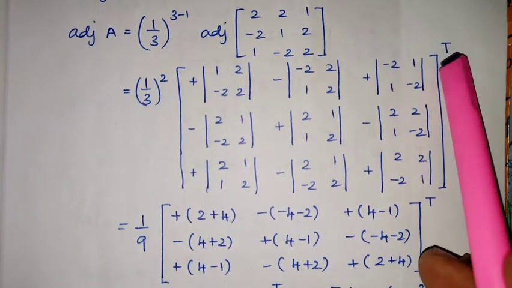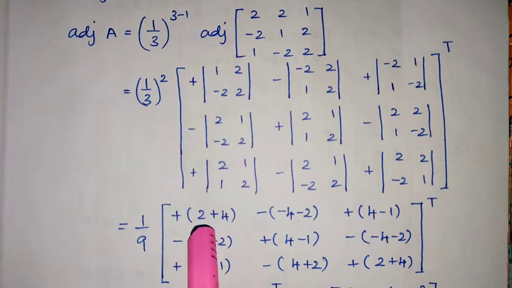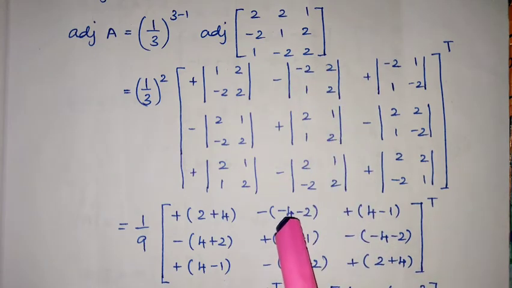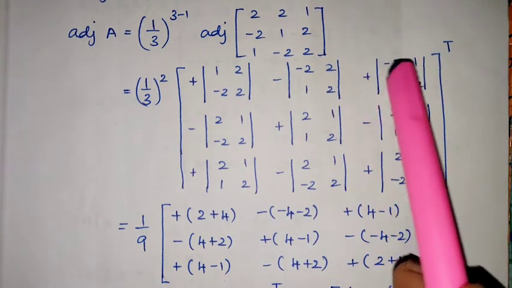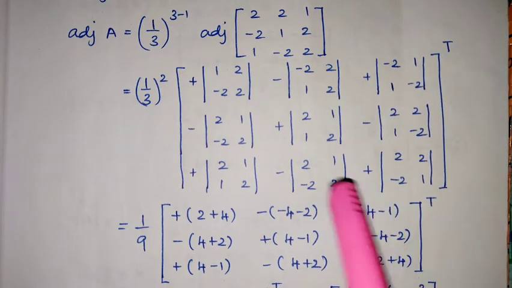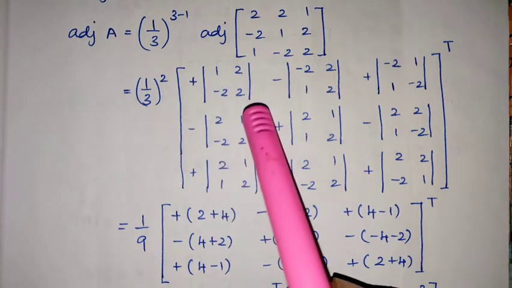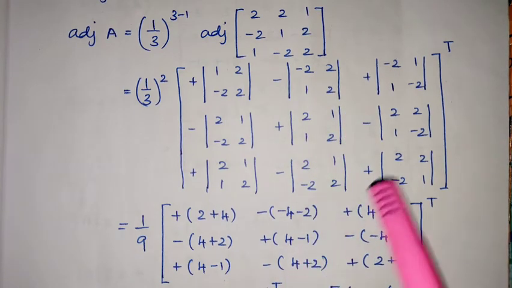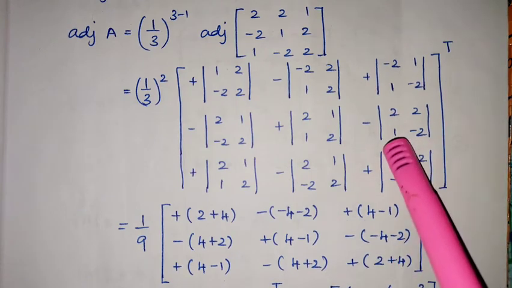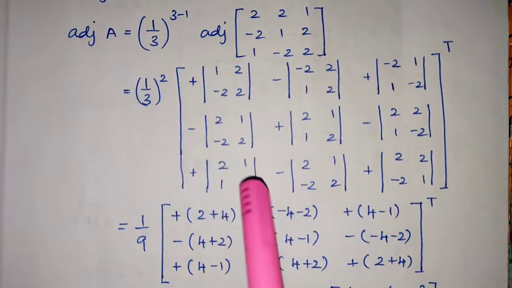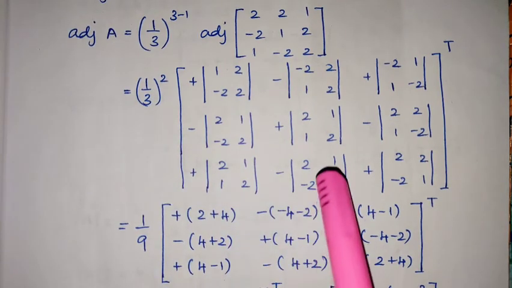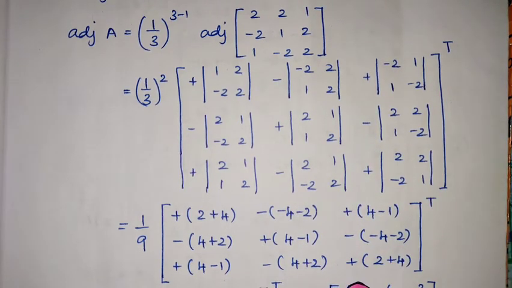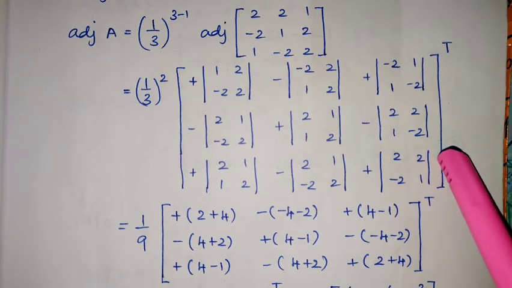You know how to find this and then find the transpose. To expand this: 1 into 2 is 2, minus, minus 2 into 2 is minus 4, so plus 4, and 2 into minus 2 is minus 4. Minus 1 into 2 is 2, 2 into minus 2 into minus 2 is 4, minus 1 into 1 is 1, 2 into 2 is 4, minus, minus 2 into 2 is minus 2, so it becomes plus 2. 1 into 2 is 2, minus 1 into 1 is 1, 2 into minus 2 is minus 4, minus 1 into 2 is 2, then 2 into 2 is 4, minus 1 into 1 is 1, 2 into 2 is 4, minus, minus 2 into 2 is minus 2, so it is plus 2, 2 into 2 is 2, minus, minus 2 into 2 is minus 4, so it is plus 4.